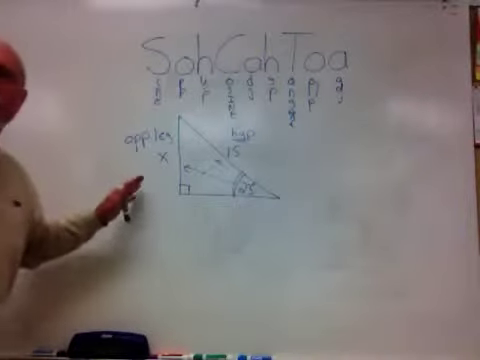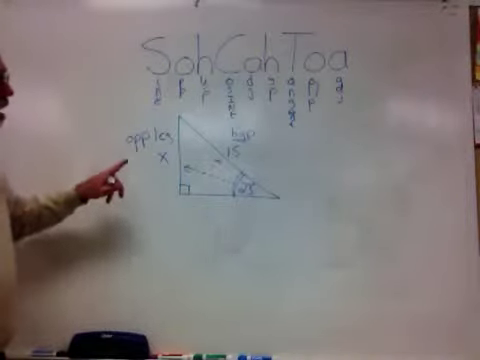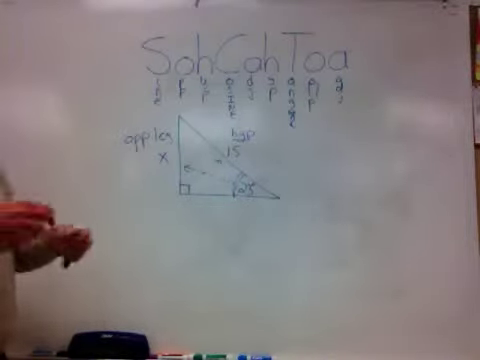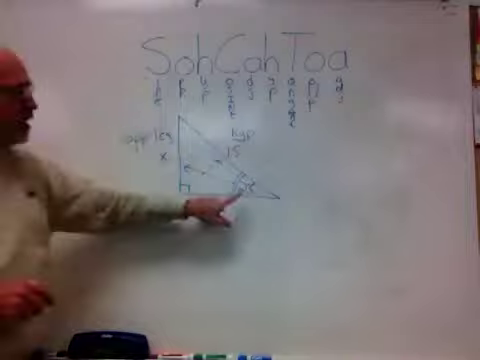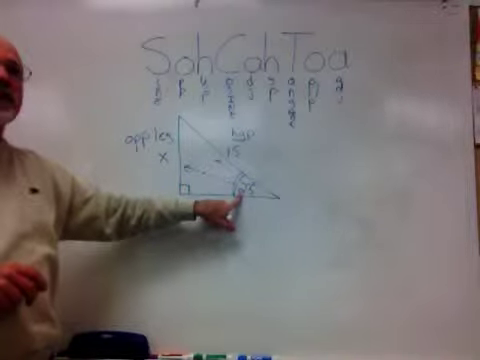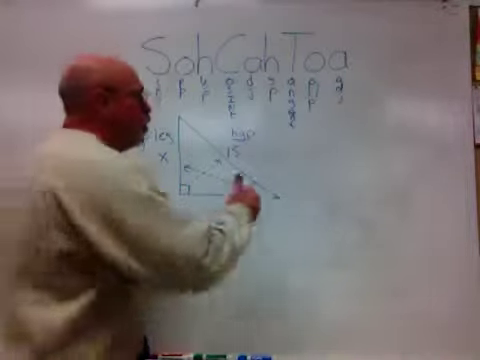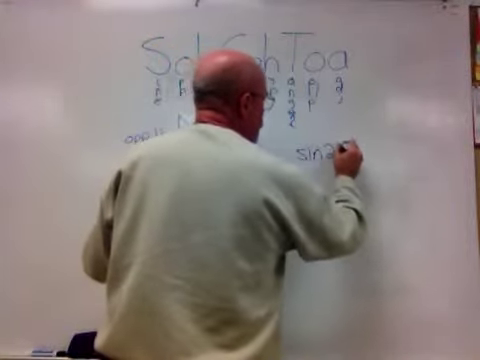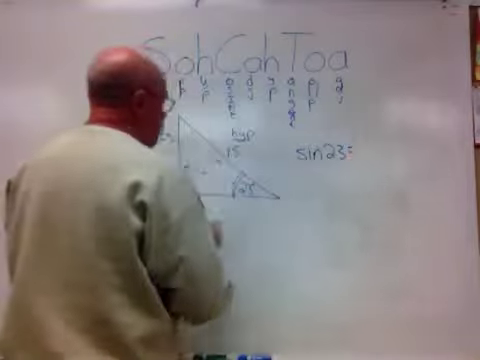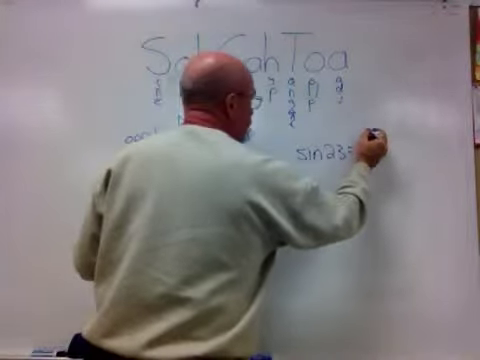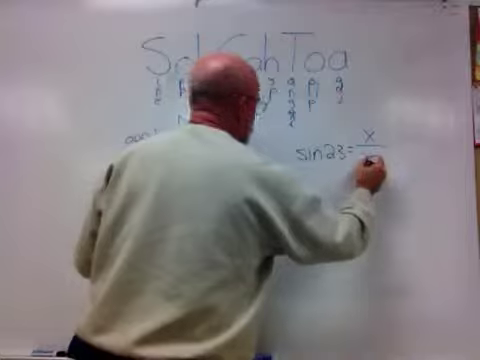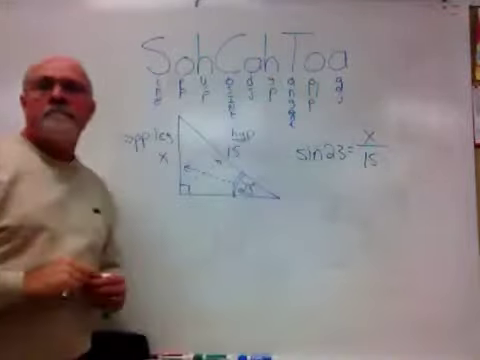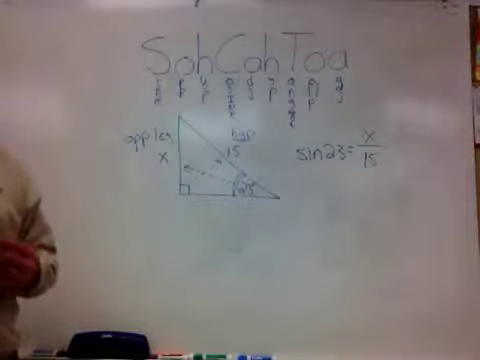Okay, well, in this problem, we have opposite and hypotenuse, and that's what's used in the sine ratio. So we're going to choose the sine ratio. It's always sine, cosine, or tangent of the angle. So we have the sine of 23 is equal to X, the opposite leg, over the hypotenuse, which is 15. We've set up a trigonometric ratio.